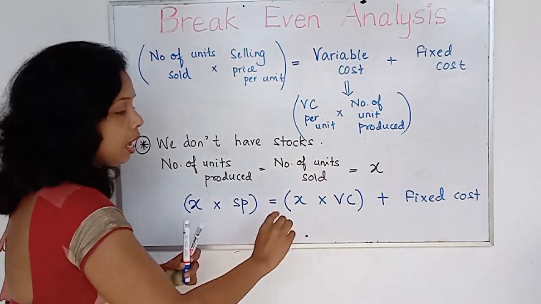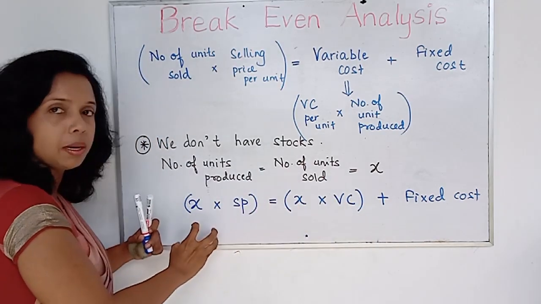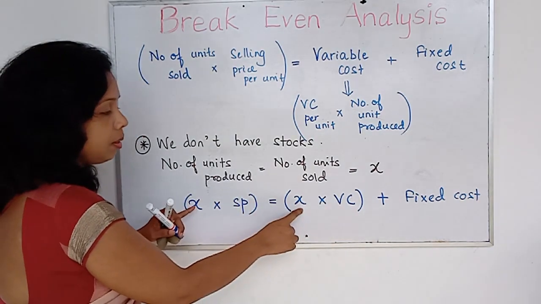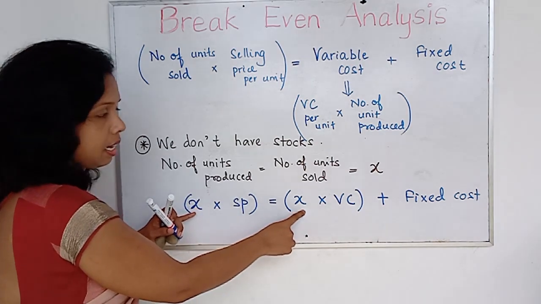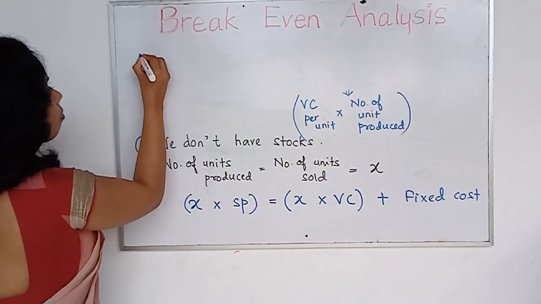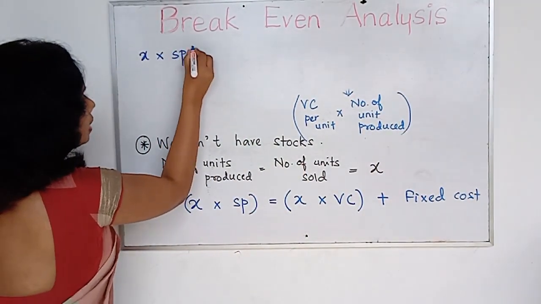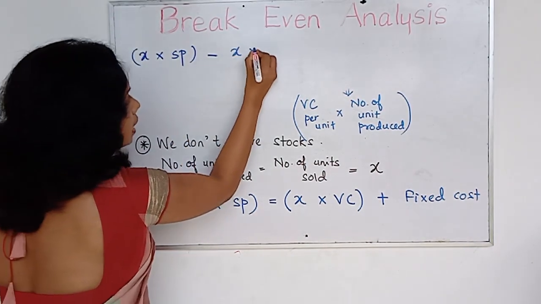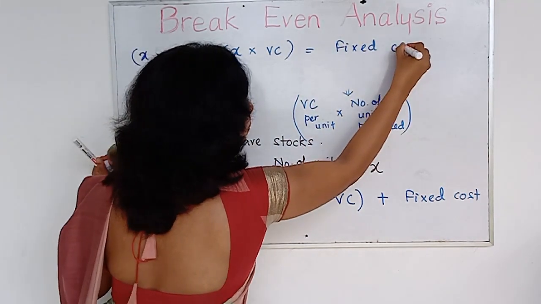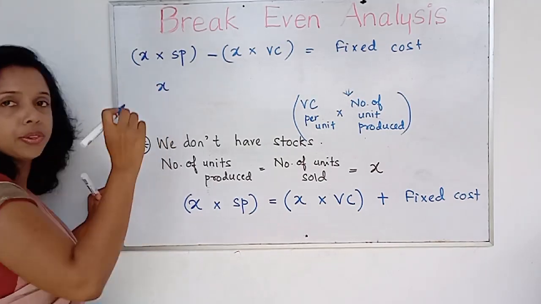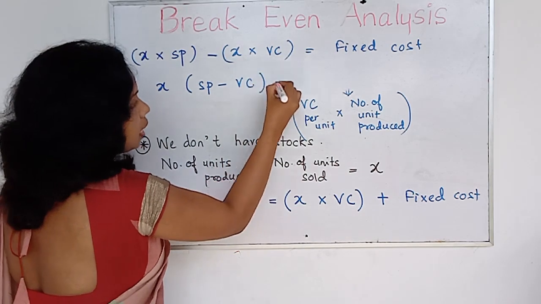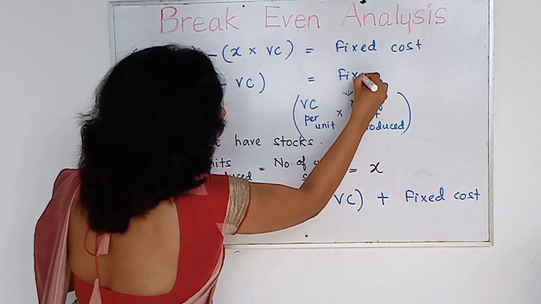Now I'm going to bring this bracket to this side, because in these two terms I have a common value, that is X. Now look at this: X times selling price minus X times variable cost equals fixed cost. Now I take the common factor out, and what happened? X times selling price per unit minus variable cost per unit equals fixed cost.